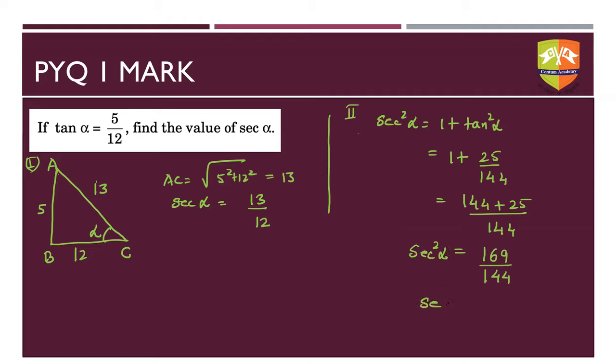So in this case, though it will be plus minus, since this is a triangle, alpha is an acute angle. It can't be more than 90, so it can't be negative. So hence it is simply 13/12. Don't write plus minus. Don't show overactivism and write plus minus 13/12. No, only plus 13/12. Why? Because in your grade, we are considering alpha to be between 0 and 90 degrees.